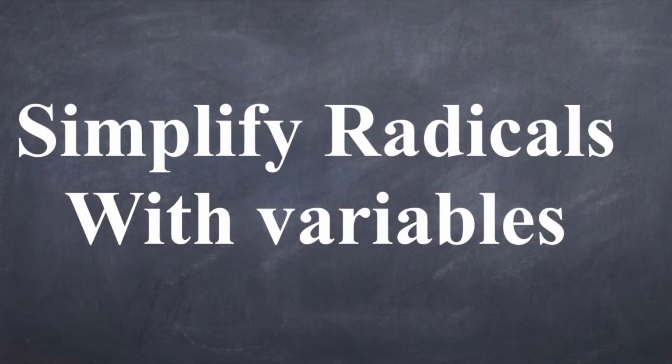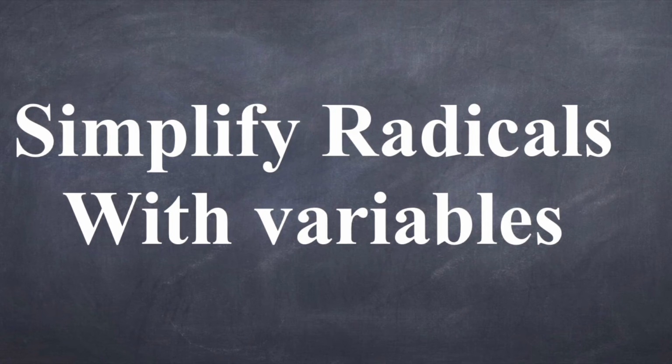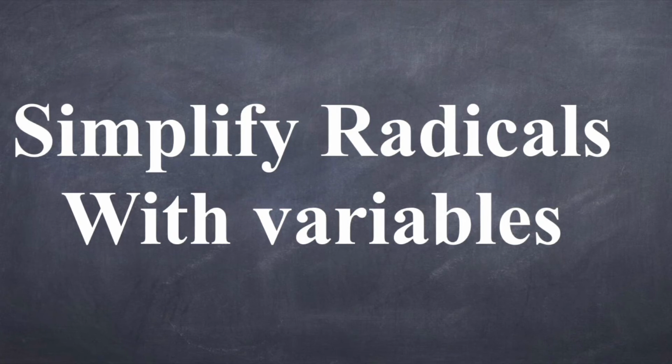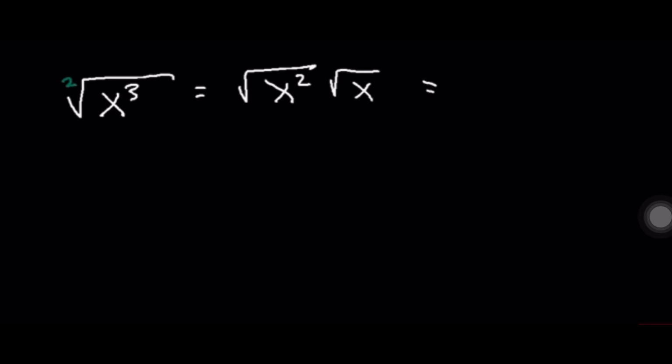So now, how do we simplify radicals when variables are involved? Let's try some examples. Simple. How would you simplify the square root of x to the 3rd? Now keep in mind there's a 2 here. One way you can do this is to split it into the square root of x squared times the square root of x. The square root of x squared is just x, so we get x times root x.